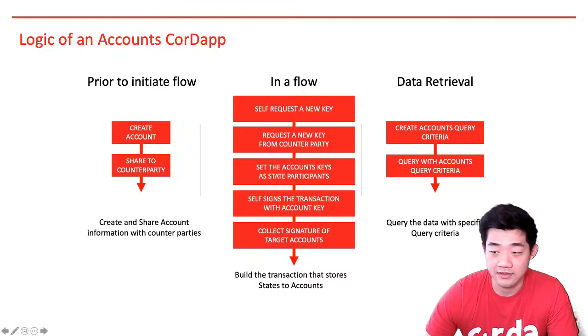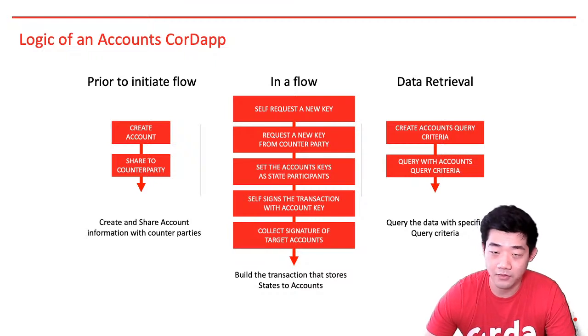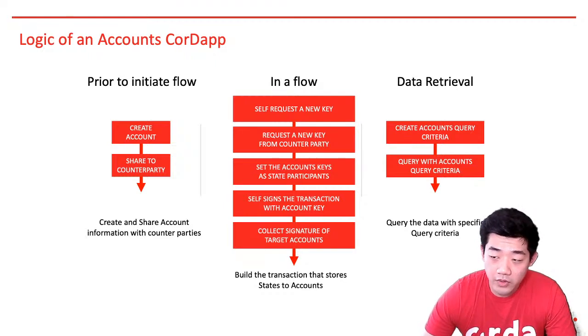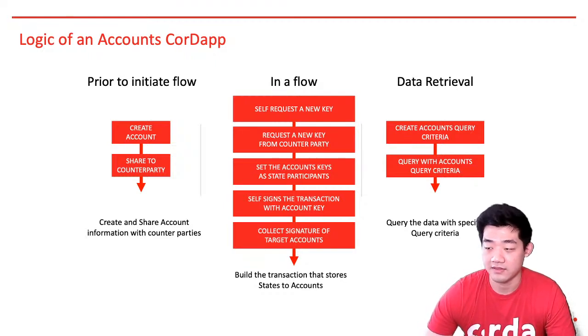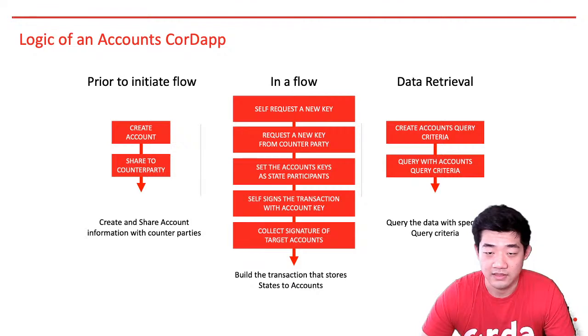Second is the interesting part, which is what we're going to do during the flow. We have 5 steps here, and bear with me, it's going to get a little bit complicated. First, step 1 says self-request a new key. So we will first self-request a signing key for ourselves, and then immediately follow with a request for a new key from the counterparty.